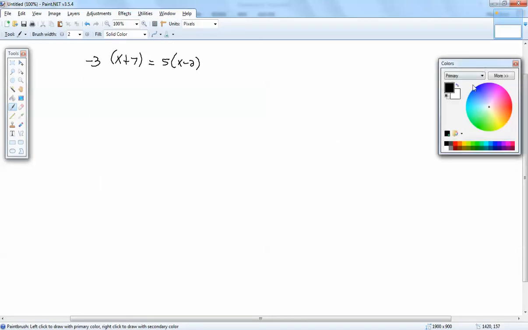Okay, let's go through our 4 steps. Our first step is to get rid of parentheses, and we do that via the distributive property. So we'll take this negative 3 here, multiply it times our first term, the x, and multiply it times our second term, the 7. And then we'll take this 5 and multiply it times our first term, which is the x, and then times our second term, which is the negative 2.